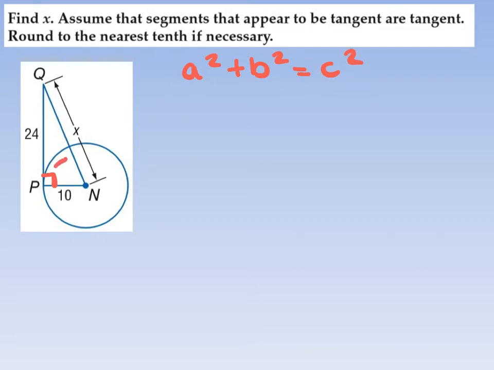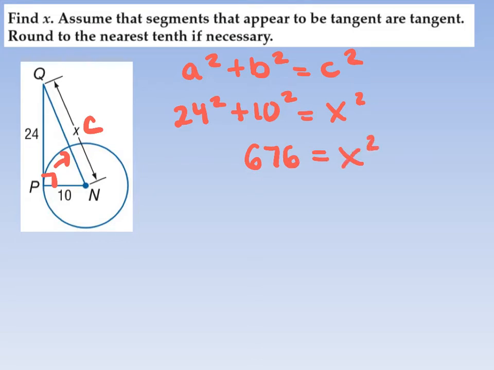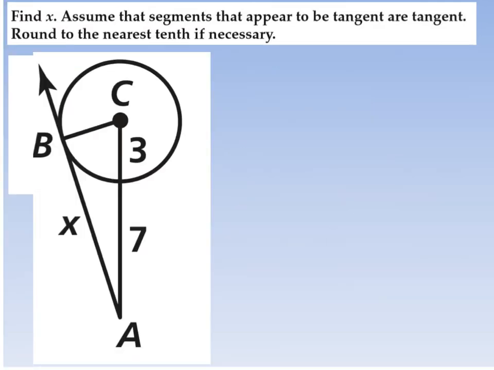So my value of c is going to have to be the value of x. So I can plug in, it would be 24 squared plus 10 squared equals x squared. If I simplify, the 24 squared plus 10 squared gives you 676 equals x squared. And to get rid of the squared, I'm going to square root both sides. So the square root of 676 gives us a value of 26 is equal to x.